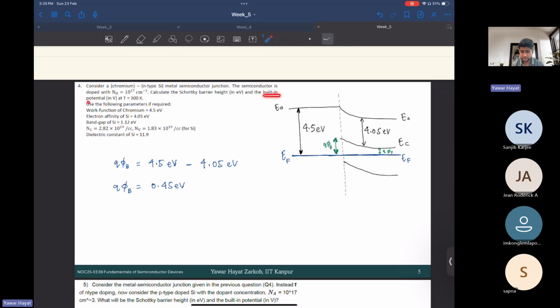What about this? So far we computed this, the Schottky barrier height. This is your Schottky barrier height. Now what about your built-in potential, ΦBI?